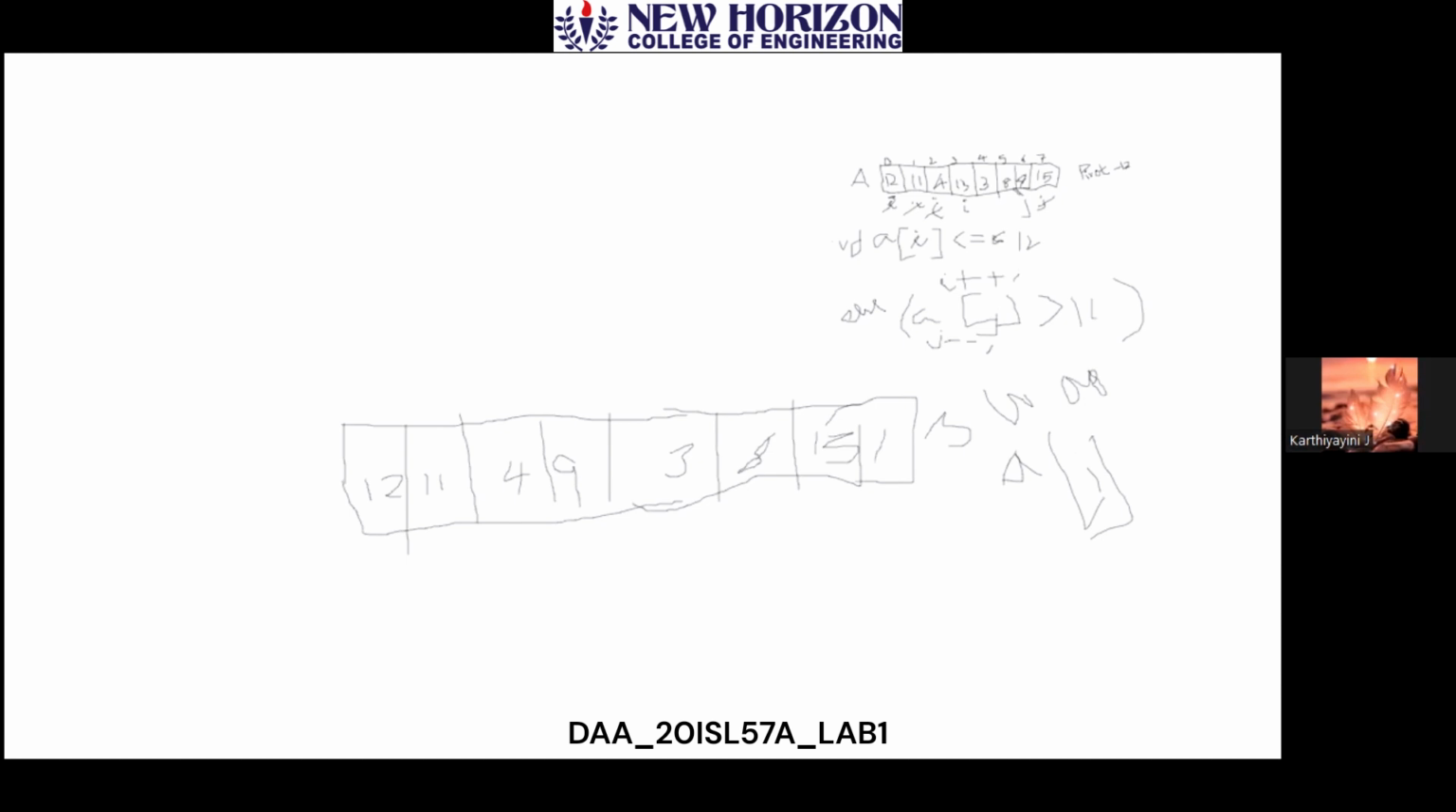I have swapped, but my I and J positions have not changed. So where is my I? My I is at 9, that means the 4th position, third index, and my J is here only. Then again I have to change. I will put this in the loop. Again I will change this.